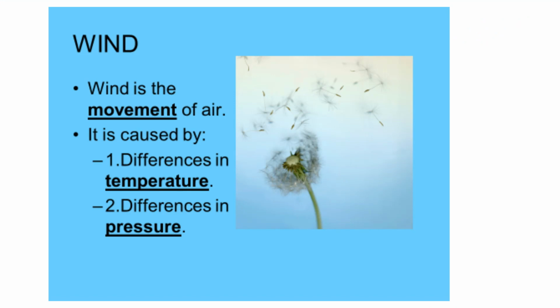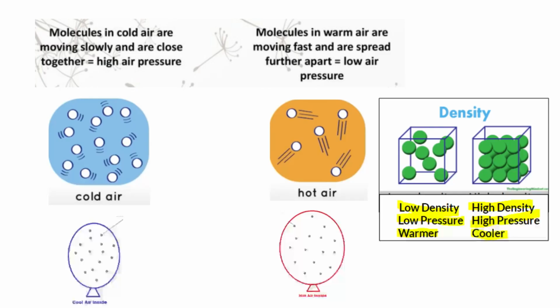How do we get differences in temperature and pressure throughout the world? It's because of the unequal heating of the sun, right? The sun does not heat up the entirety of the earth equally. Some places have higher temperature and pressure, some places have lower temperature and pressure, and this is exactly what causes wind. So let's refresh on some things.